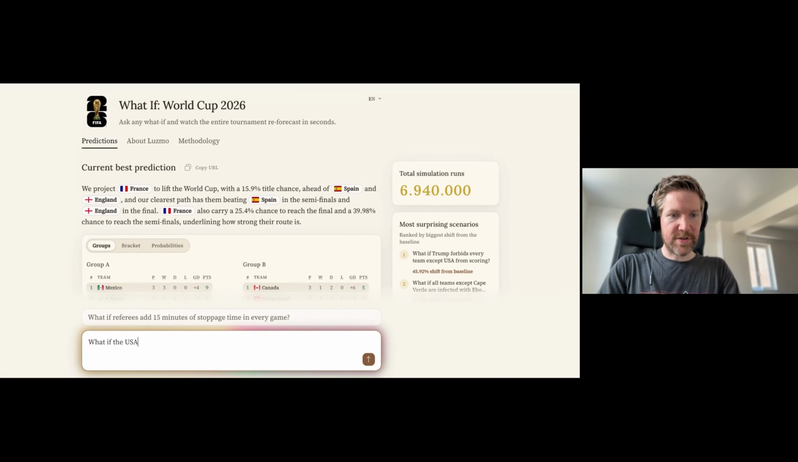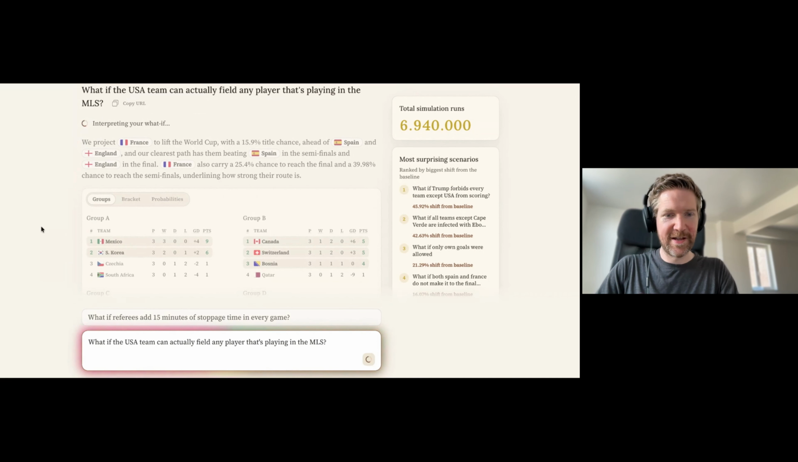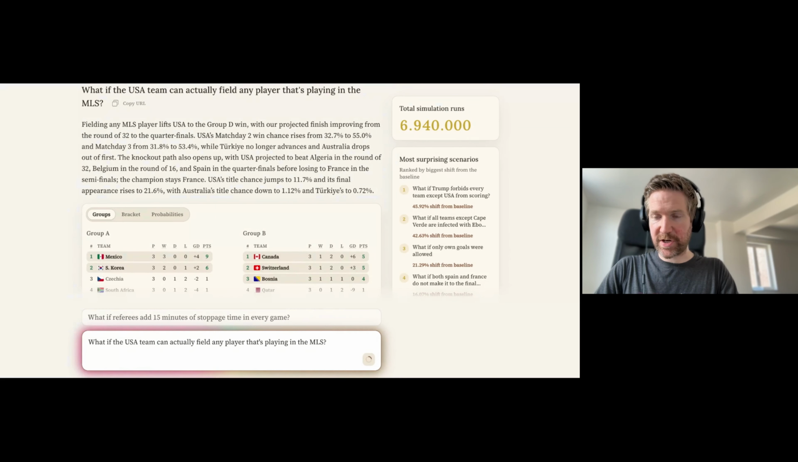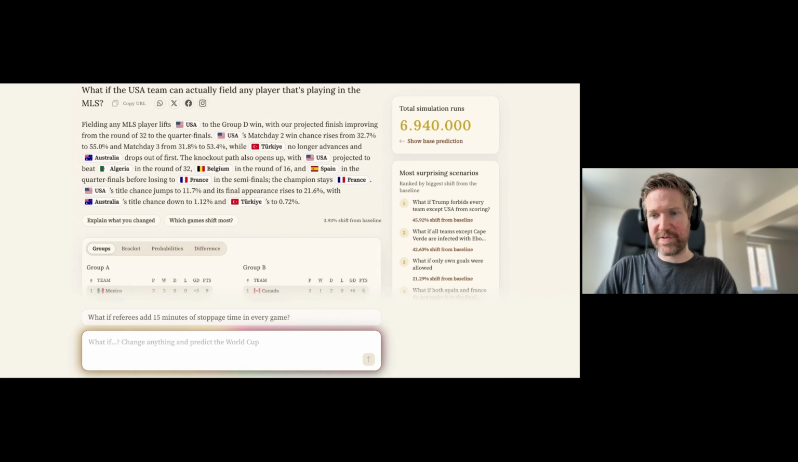What if the USA team can actually field any player that's playing in the MLS, so the National Football League in the US. So instead of having to be a US national, US citizen, they could field any player. So what we do is translate that to a scenario and then run that scenario through the exact same forecast model as our baseline scenario, the scenario that we think is most likely.